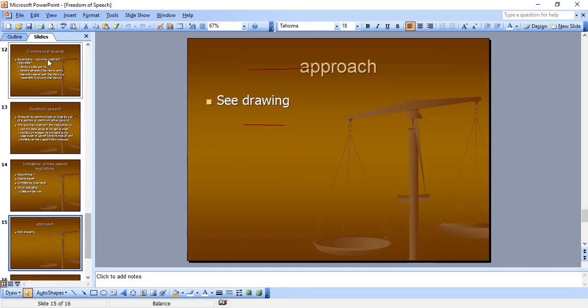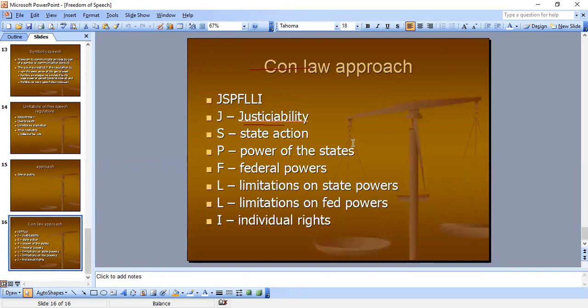So we're going to go to the con law approach. Basically the con law approach is JSPFLLI, and I'm giving this to you guys for every lecture that I've done. So J is for justiciability. We need to know everything in justiciability. This is the main issue, but what are the branches to it, like mootness, ripeness, all of that stuff, 11th Amendment, so those have to be memorized.